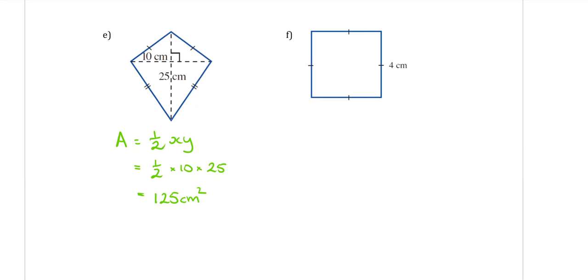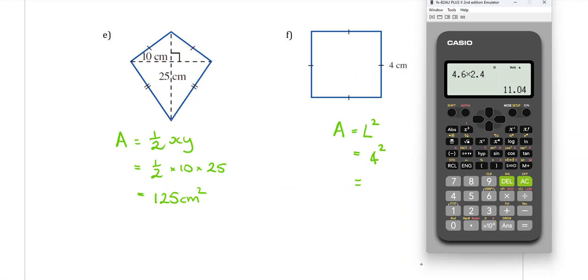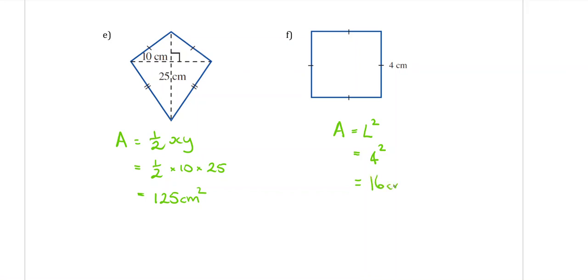F. What shape is it? What's its formula? You can use that, but that's technically the rectangle. What's the one specifically for a square? Yeah, A equals L squared. And L is 4, so it's 4 squared. And then on the calculator, you do 4 with your squared button, which will give you 16 centimetres squared.